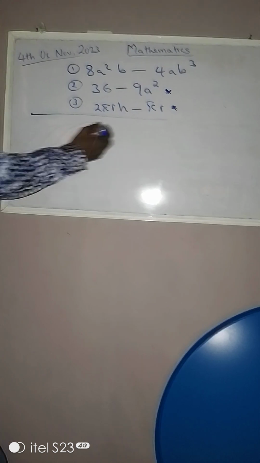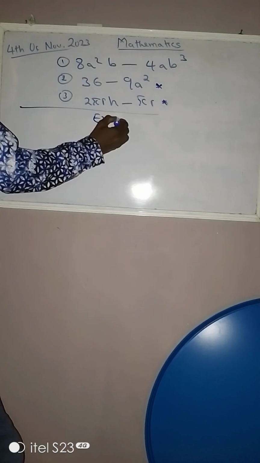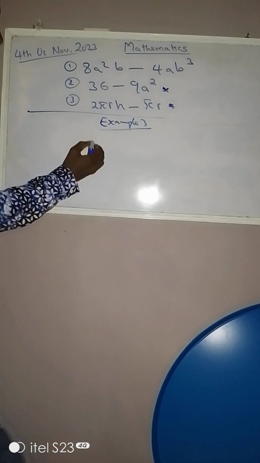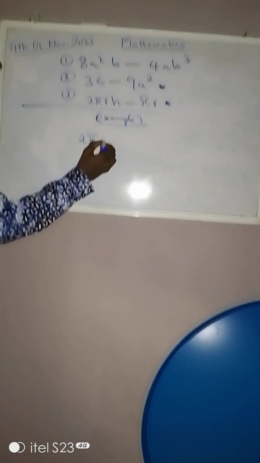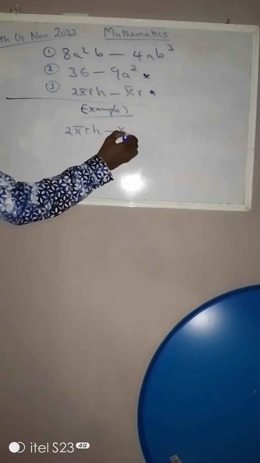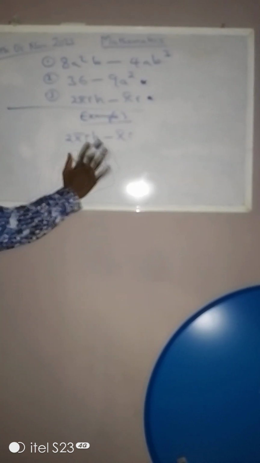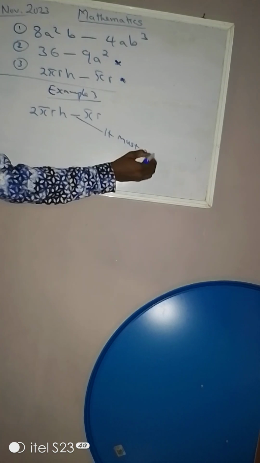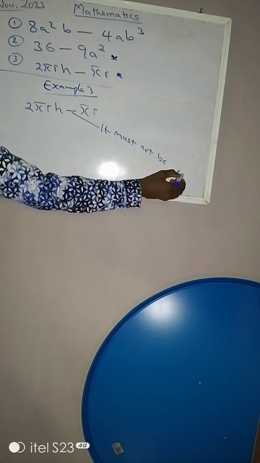All right, now let's look at question number 3, which is example 3. We have 2 pi rh minus pi r. This is binary factorization with no perfect square. So in this case, the negative sign here must not be altered.